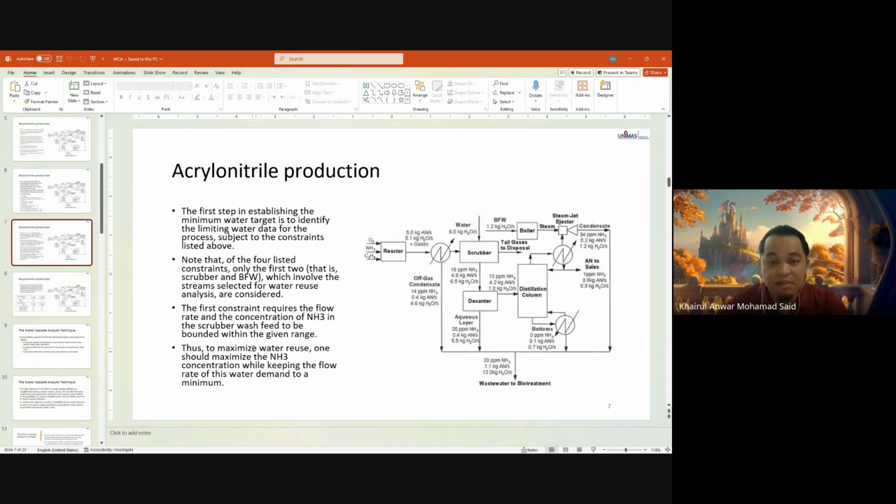Thus, to maximize water use, one should maximize the ammonia concentration and the flow rate.